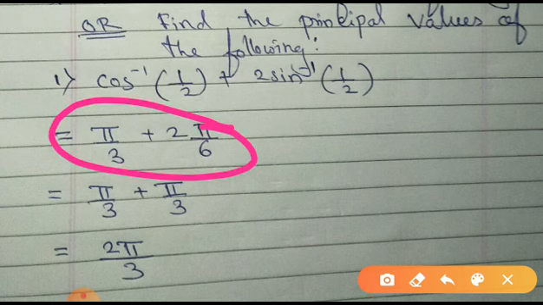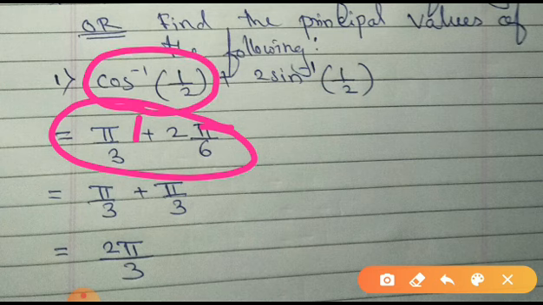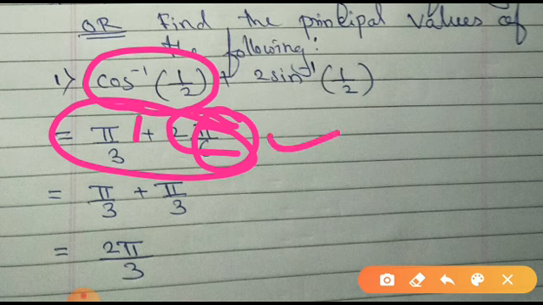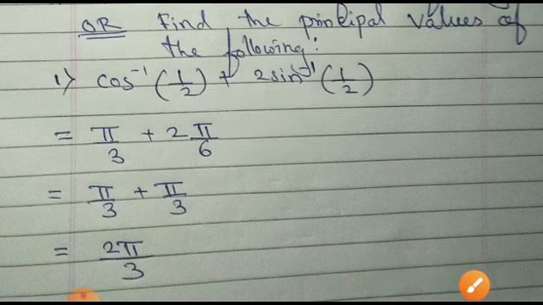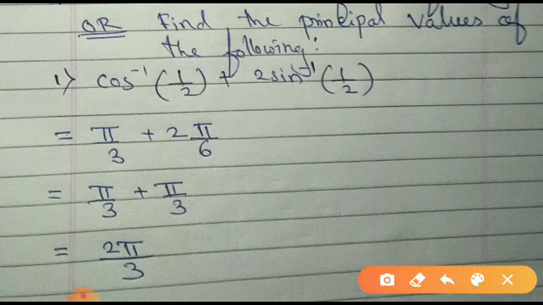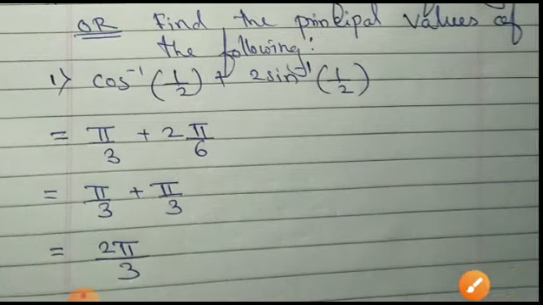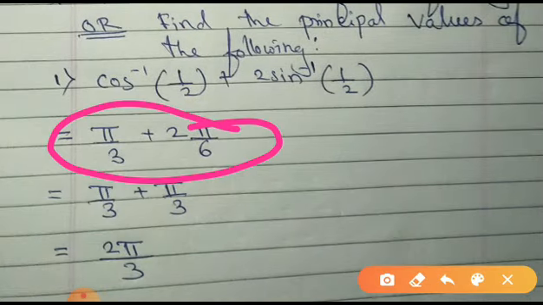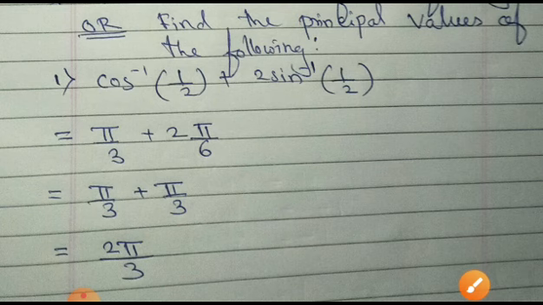answers. This pi by 3 is the element of your range set of cos inverse. This pi by 6 is the element of your sine inverse x. So then don't bother what the range of the last answer will be. Okay, we have to just think for this step. Is that clear? Whenever you have some simplification.